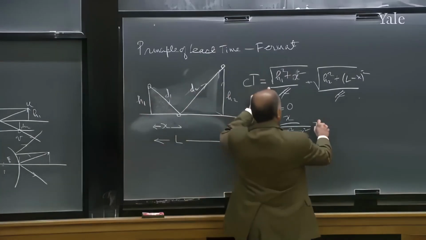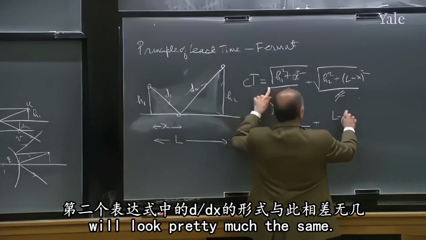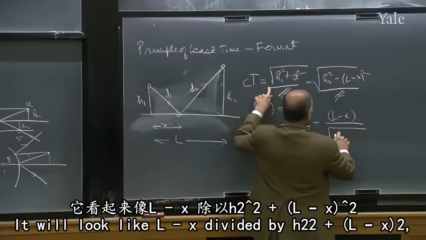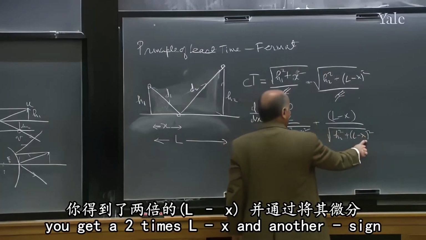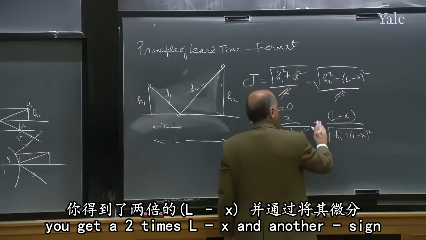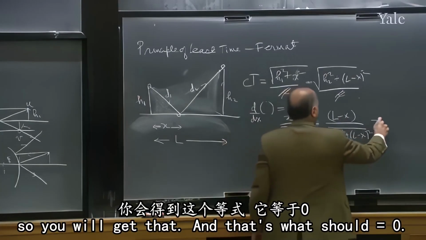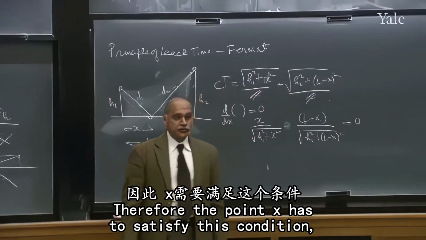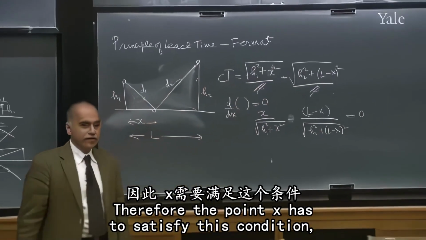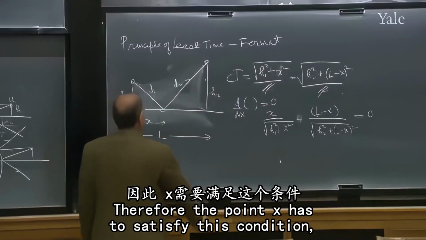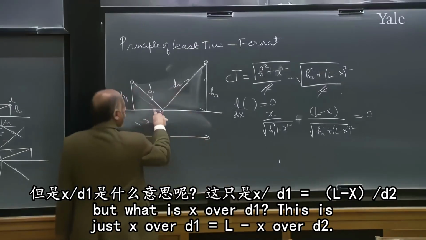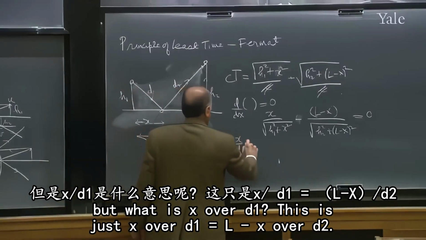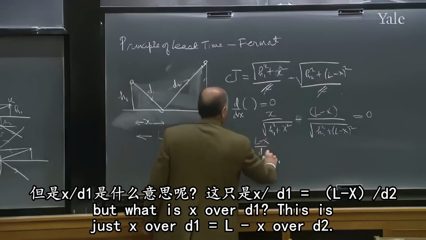The d by dx of the second term will look pretty much the same. It will look like L minus x divided by square root of h2 square plus L minus x squared. But when you take the derivative of L minus x squared, you get a 2 times L minus x and another minus sign for differentiating that guy. So you will get that, and that's what should be equal to 0. Therefore, the point x has to satisfy this condition. But what is x over d1? This is just x over d1 is equal to L minus x over d2.